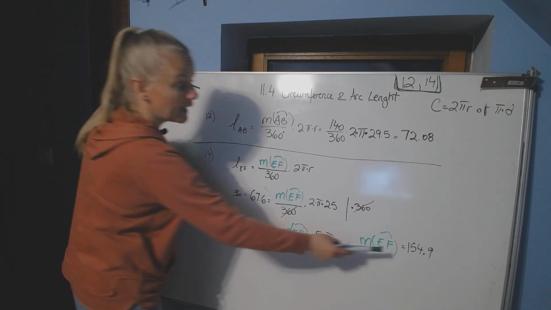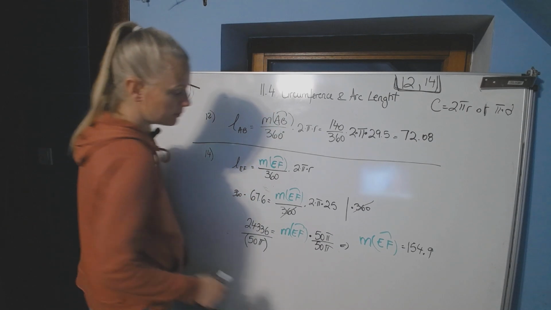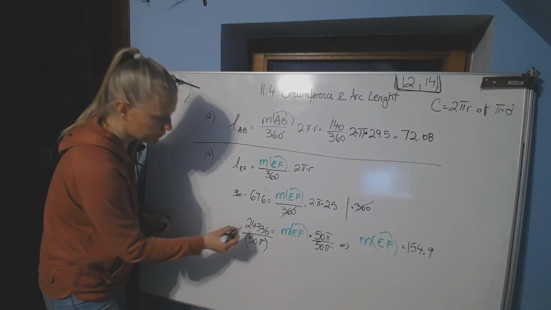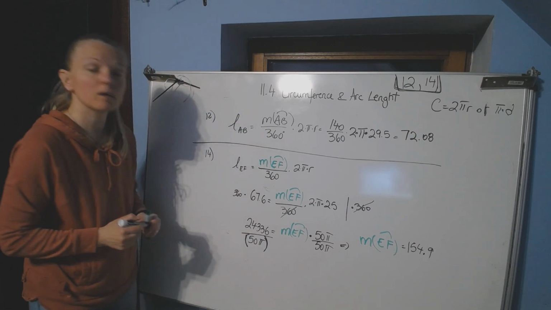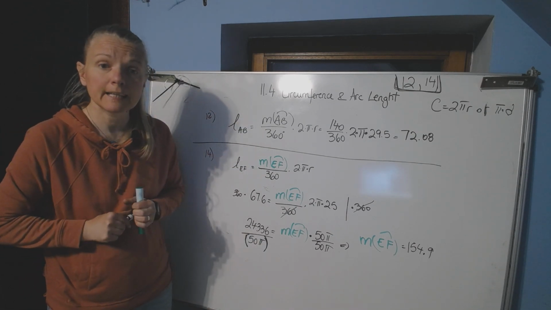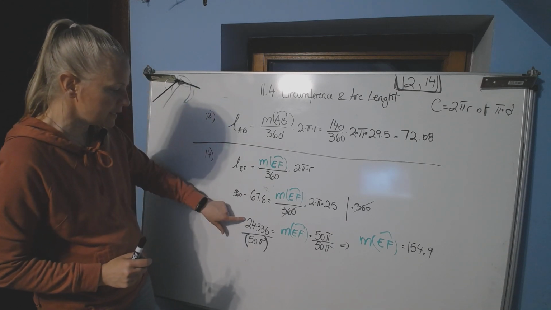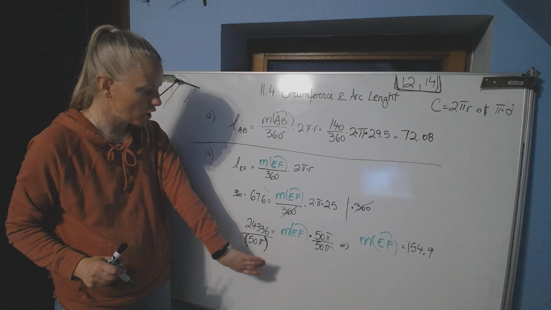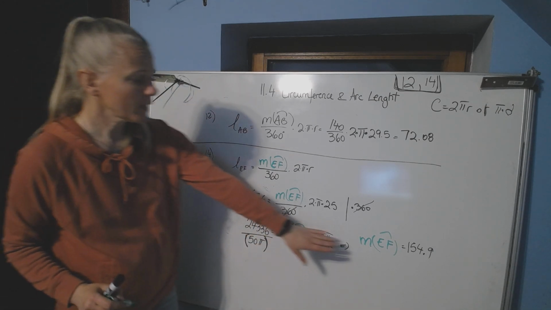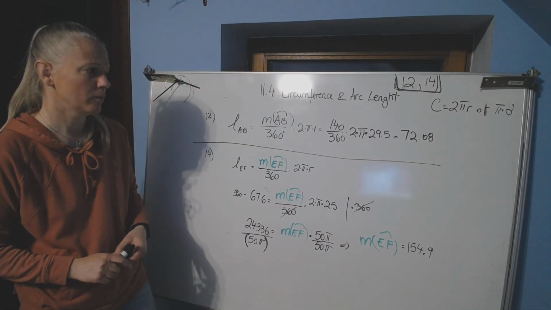If you did not get 154.9, please make sure, if you did this correctly up to this point, that the 50 pi in your calculator are in parentheses. Otherwise, your calculator is going to divide this by 50, and then it's going to times the pi, unless you tell it all of it is to be divided. And you end up with 154.9.